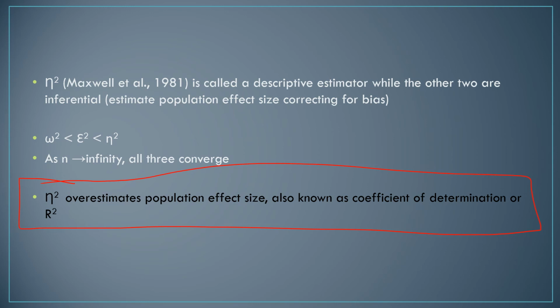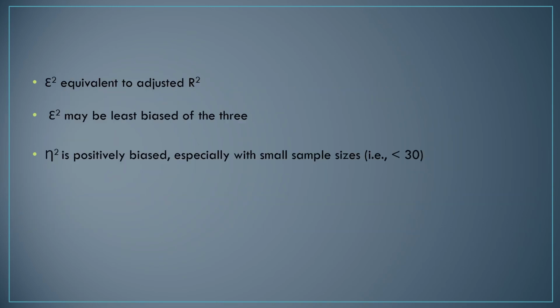And then the other thing is this eta squared is very similar to the calculation of r squared that's used in regression. So while eta squared is nearly equivalent to r squared, epsilon squared is nearly equivalent to the adjusted R squared. And so you have to remember the difference between this R squared and adjusted R squared.